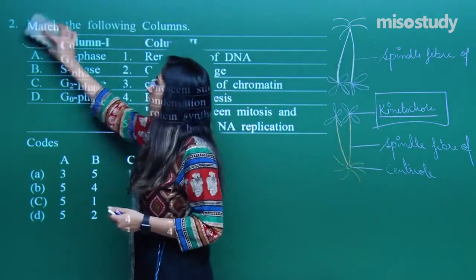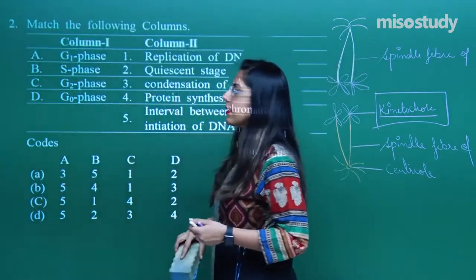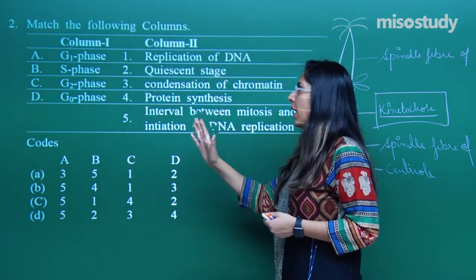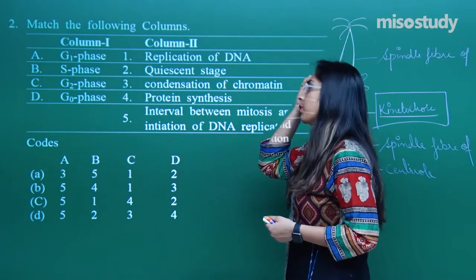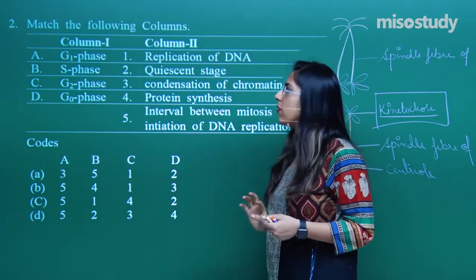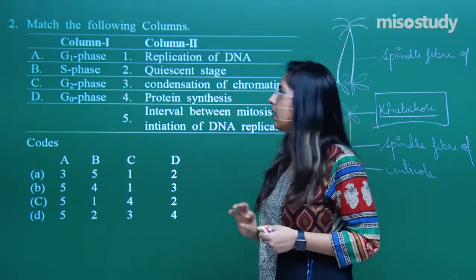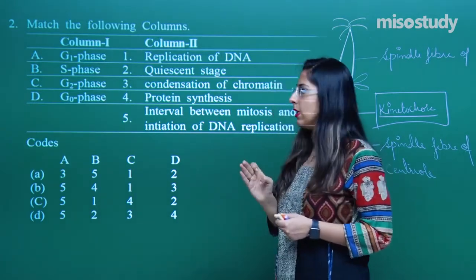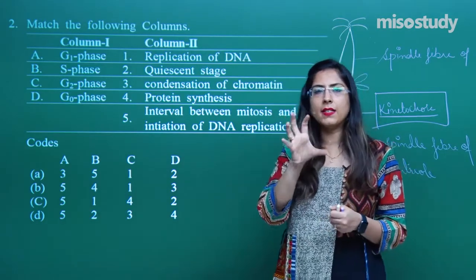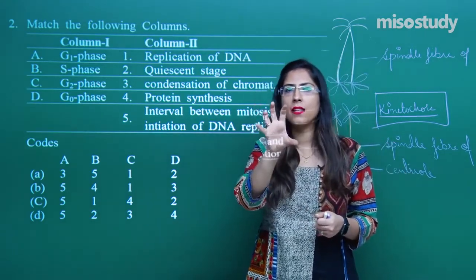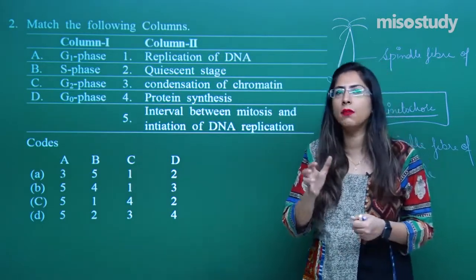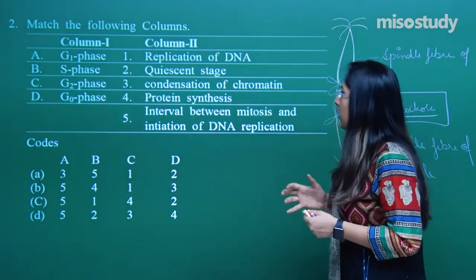In this question, I have tried to incorporate the different phases of the cell cycle. Let's match column 1 and column 2. In column 1, the G1, S, G2 and G0 phases are there. Let's start with the G1 phase. G1 phase is the starting phase. That means it is the phase in which the cell has already completed one mitosis, and now it has to enter into the second cell cycle.